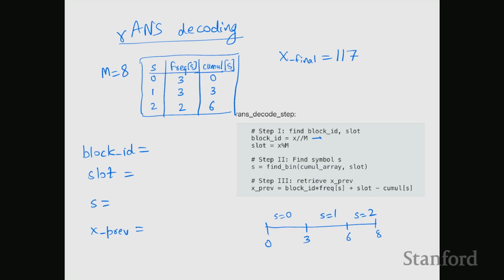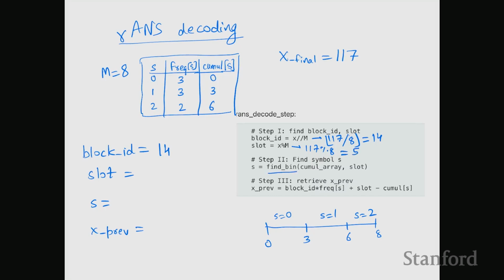So block ID is 117 divided by M, which is 8, and you take the floor, which is 14. So block ID will be 14. Slot is 117 modulo 8. 112 is a multiple of 8, so this will be 5.